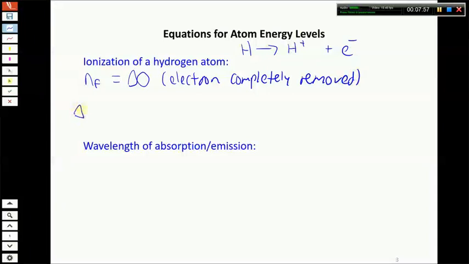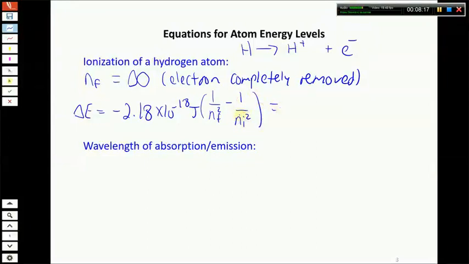Alright, so delta E is then minus 2.18 times 10 to the minus 18 joules. So the amount of energy required to remove an electron, we just use this equation. And if we're talking about starting with ground state hydrogen, so we have hydrogen initially in its lowest energy state, we want to figure out how much energy is required to remove that electron, all we have to do is put in these two different values. nf is infinity, the initial value being 1.